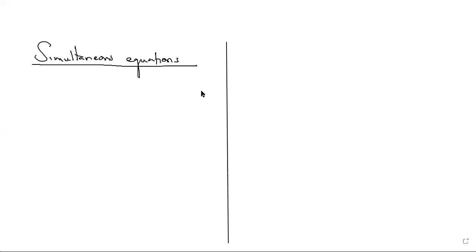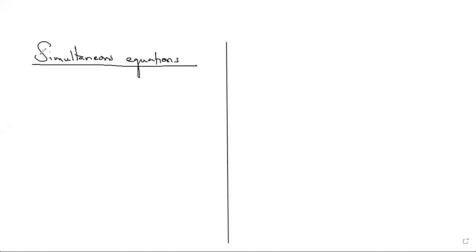Hello, this is the first part of the video series on simultaneous equations. In this video series, we are going to look at different ways of solving simultaneous equations. The word simultaneous means at the same time. So it means you have two equations at this stage that you want to solve together, and you want to find the solution that satisfies both equations.